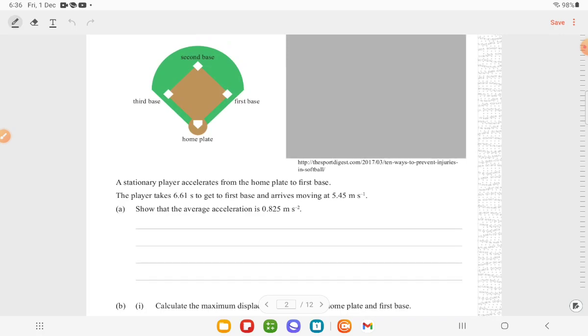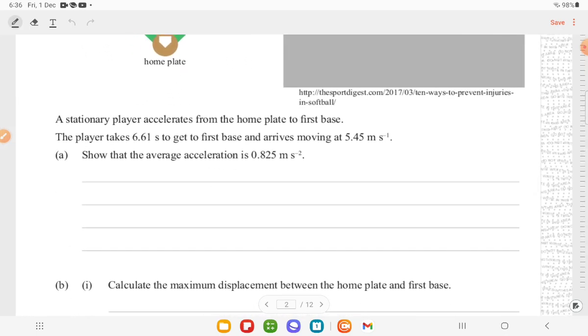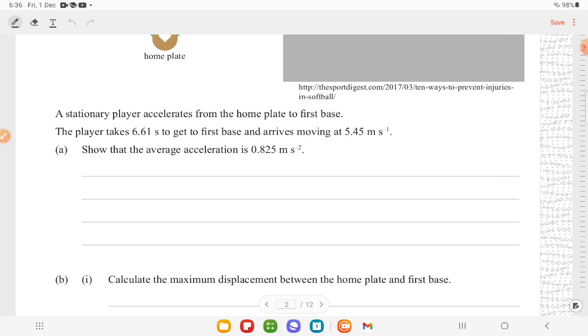The stationary player accelerates from the home plate to first base. The player takes 6.61 seconds to get to first base and arrives moving at 5.45 meters per second. Show that the average acceleration is 0.825 meters per second squared.